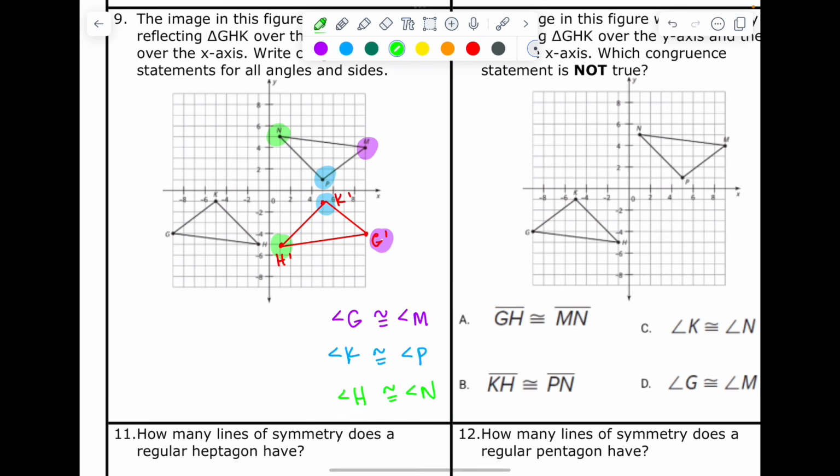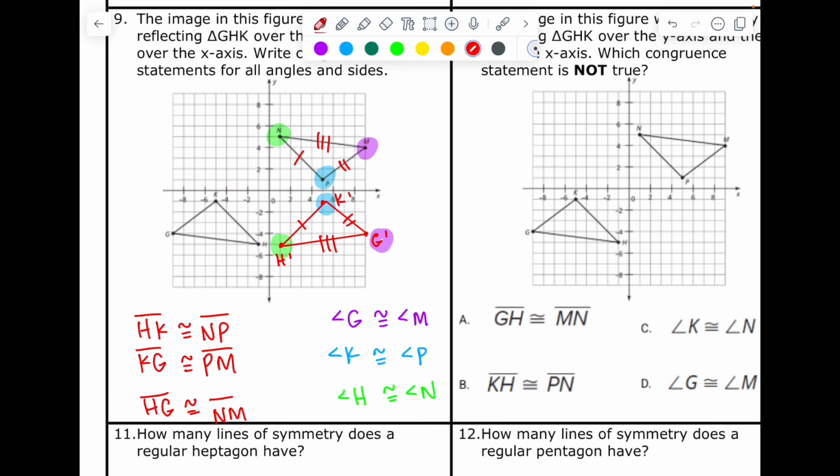And then for the sides, we can see here that HK matches up with NP. So HK is congruent to NP. And then KG is congruent to PM. And then HG, oops, forgot the lines. Segment HG is congruent to segment NM.